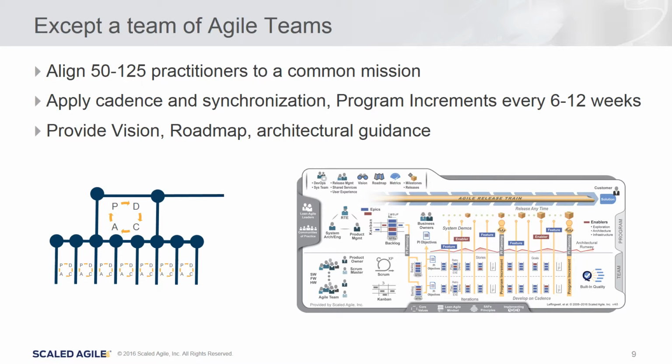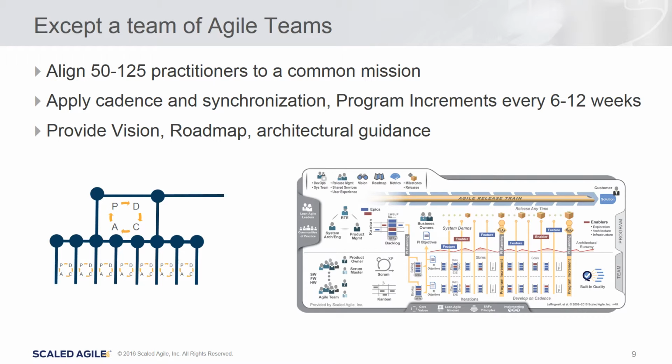The Agile Release Train aligns 50 to 125 practitioners to a common mission. We say 125 as this relates to Dunbar's number. We apply cadence and synchronization using program increments every 6 to 12 weeks, typically 10. These sprints, or iterations, add up very quickly into larger amounts of value at the increment level. We provide vision, roadmap, and architectural guidance, and there may be 10 to 15 teams on the train.